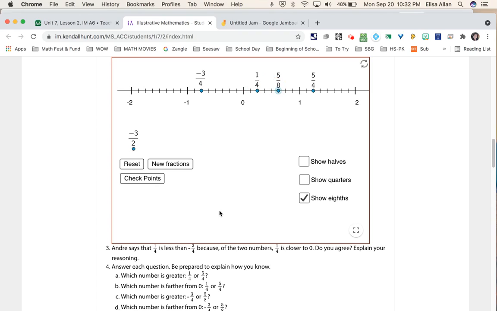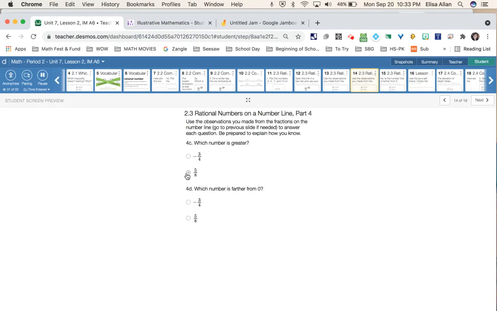And here now, let's see, which one is greater was the first question. Again, we're going to start by looking to see which one is greater by looking at which one is further to the right. In this case, I see that positive 5/8 is further to the right, so 5/8 would be correct there. And which number is farther from 0?